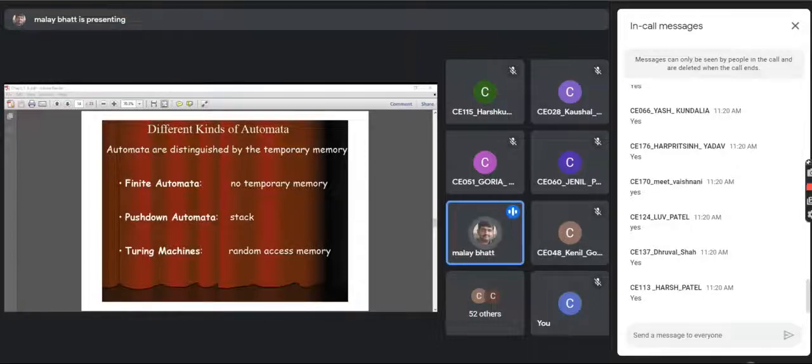So finite automata is your tricycle, we can say. Push down automata, more powerful, is your bicycle. We can go for one more level, which is not in your syllabus. It is known as a linear bounded automata. The third level is known as a linear bounded automata, right? And we can say that your two-wheeler is nothing but your linear bounded automata.